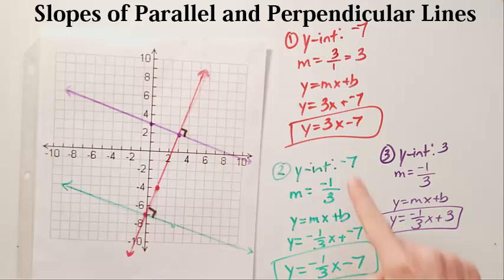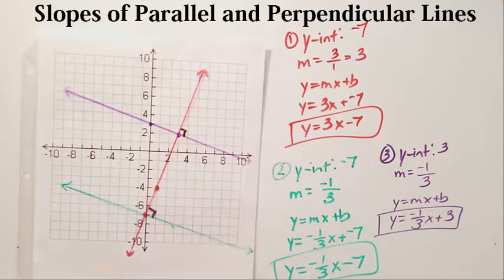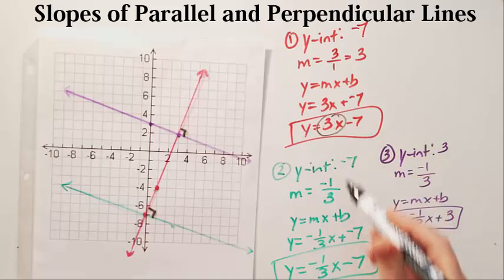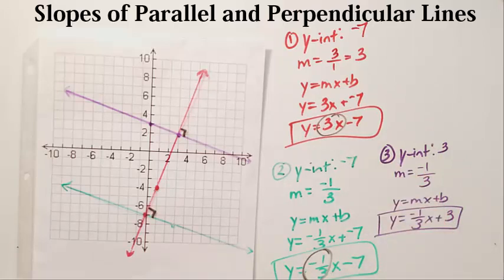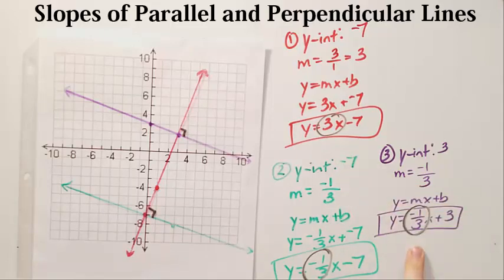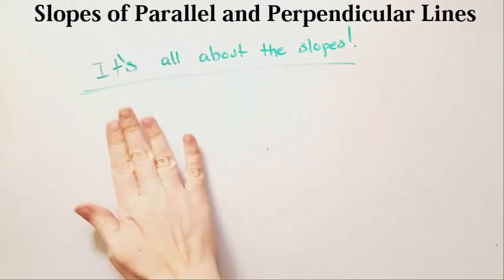Now we said the green was going to be perpendicular to the red. We also said the purple was perpendicular to the red. I notice that this slope is 3, and he's perpendicular to a negative 1 over 3. These lines were perpendicular to the red line. I notice these slopes are the same. How do these slopes compare to the red? They are flipped, and they are opposite signs. So for lines to be perpendicular, you need opposite reciprocal slopes. So it's all about the slopes.